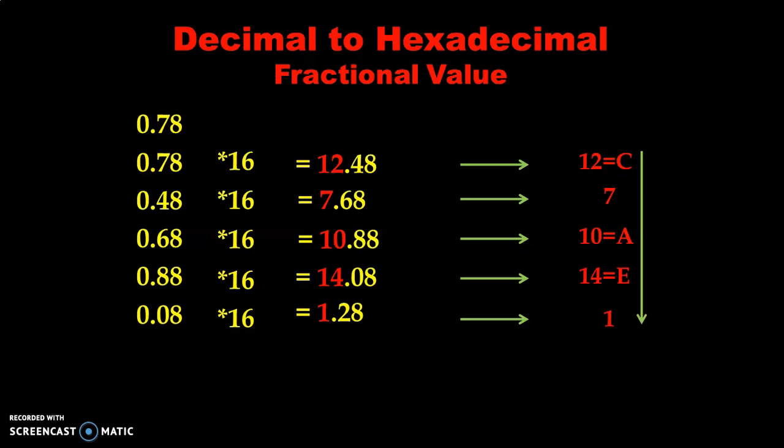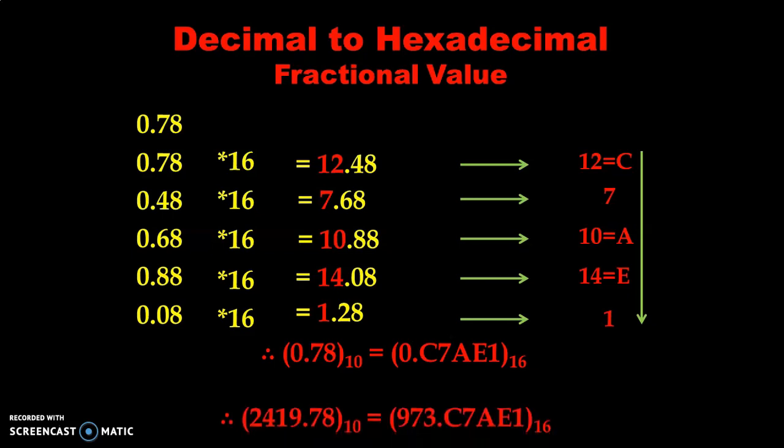And we have the equivalent hexadecimal number for the fractional value. For the decimal fraction we have C, and after the point we have C7AE1, right? We write from top to bottom, C7AE1. So in the same pattern we write our equivalent hexadecimal number, and for the total number, that was 2419.78, we write the equivalent hexadecimal as 973.C7AE1. That is our equivalent hexadecimal number.